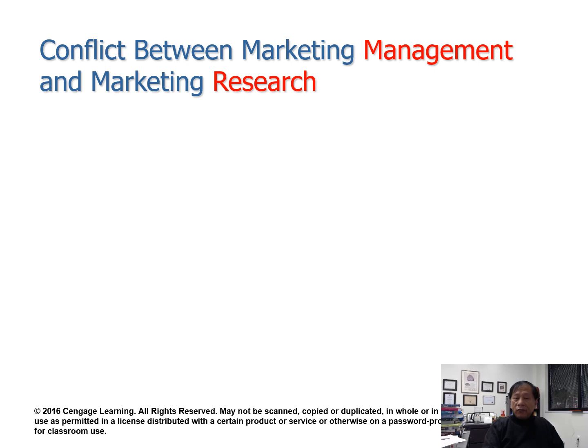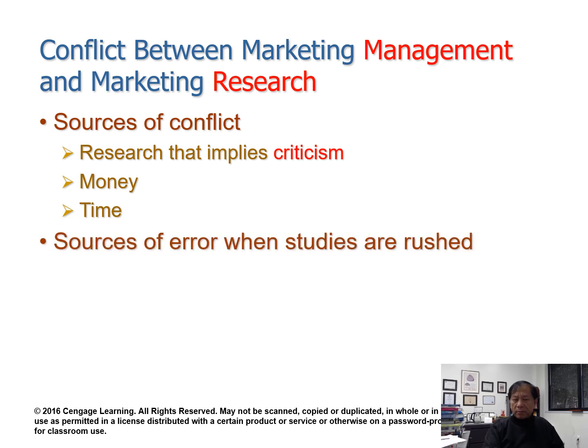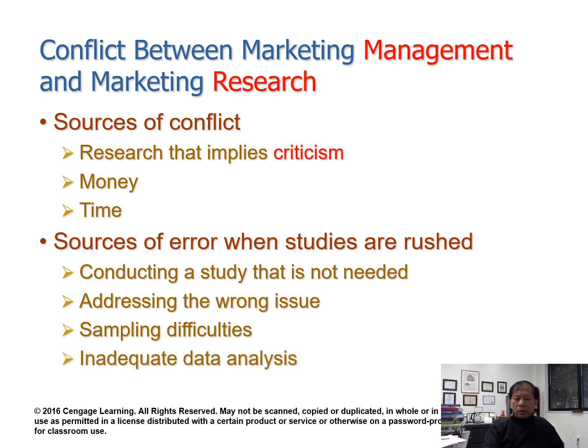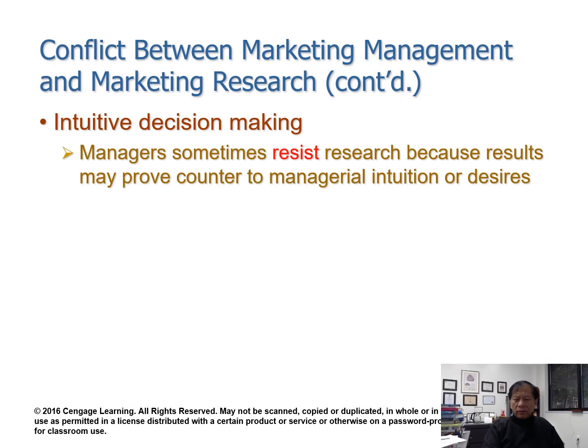And there are conflicts. There may be conflict between marketing management and marketing research. The source of conflict could be from the criticisms, right? Fighting for money, the time issues, okay? The source of errors when studies are rushed, right? Conducting a study that is not needed, for example, wrong issues addressed, sampling difficulties, okay, all could lead to conflicts. Inadequate data analysis, not done right, okay, and intuitive decision making.